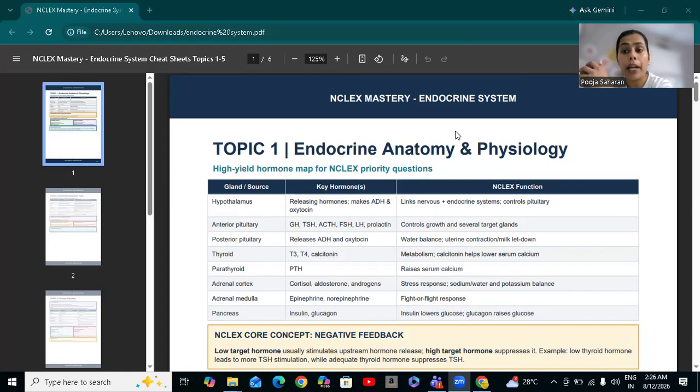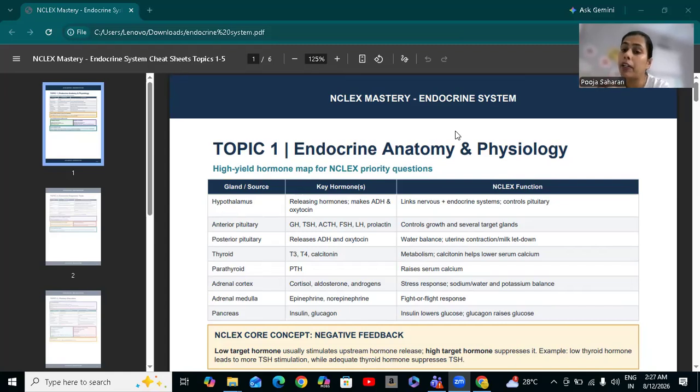Next, we are going to talk about the adrenal medulla. This is the adrenal cortex. This is the adrenal medulla, the middle part. The adrenal medulla secretes two hormones, epinephrine and norepinephrine. And the function of epinephrine and norepinephrine is the fight or flight response.